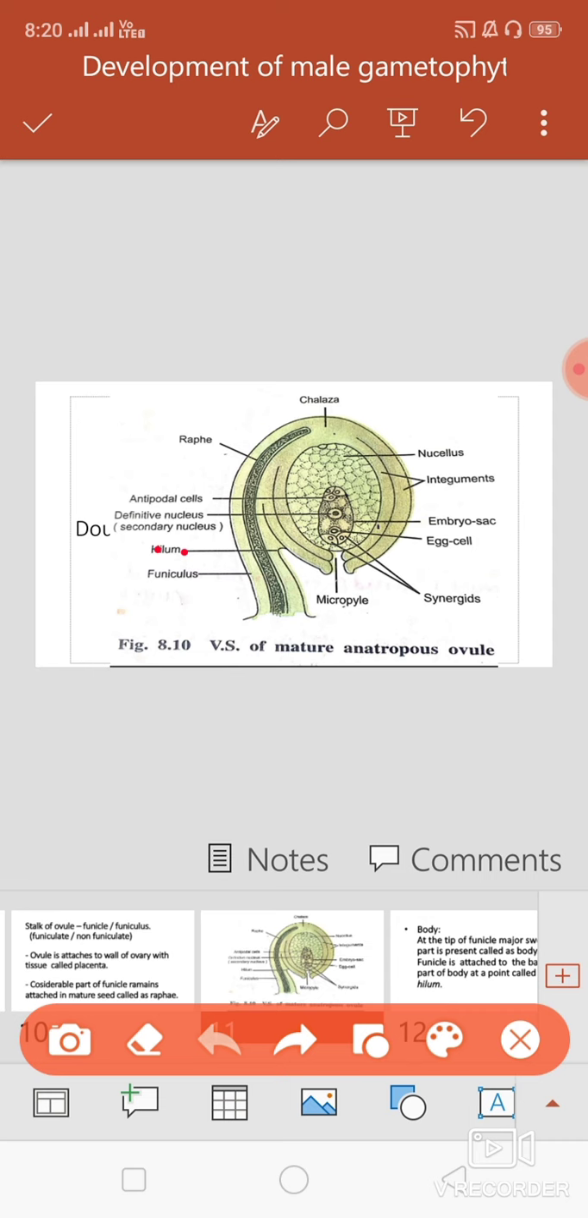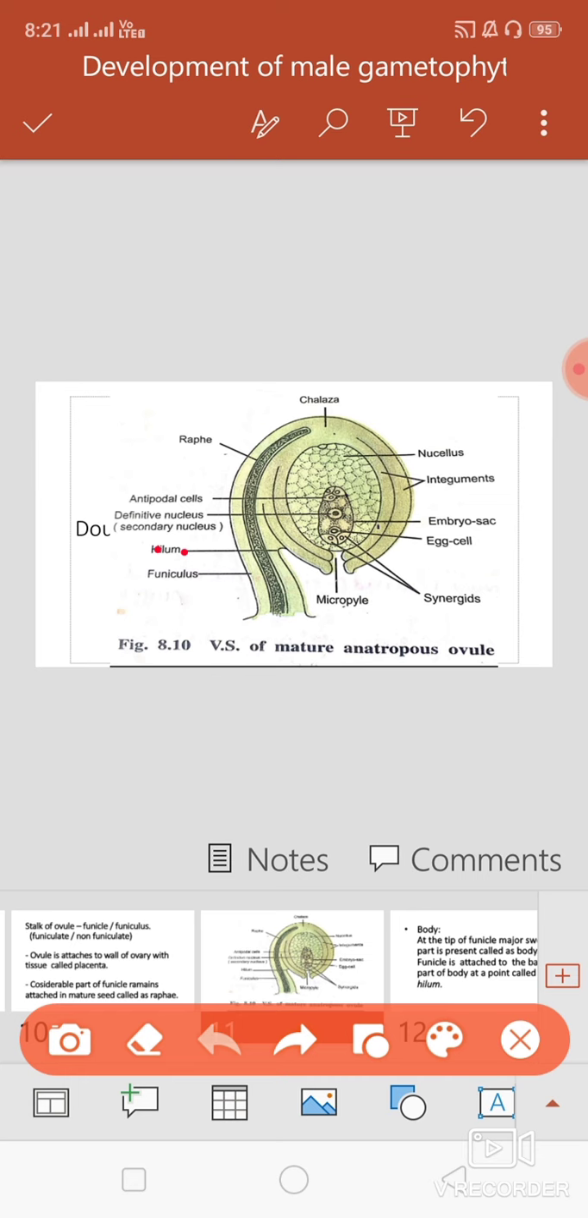Each cell consists of a single nucleus, and here the secondary nucleus consists of 2 nuclei. So it is a 7-celled and 8-nucleated structure. Such a structure of the embryo sac is the important characteristic of angiospermic plants.